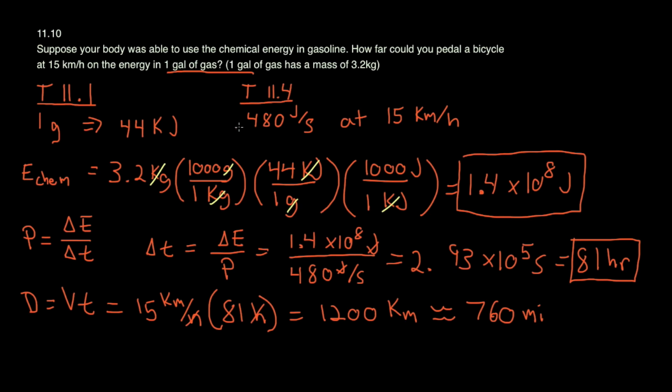So this is a very efficient way to travel, right? You can travel 760 miles on just 1 gallon of gas. And so that's 11.10.